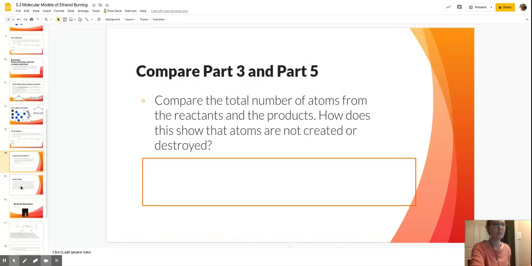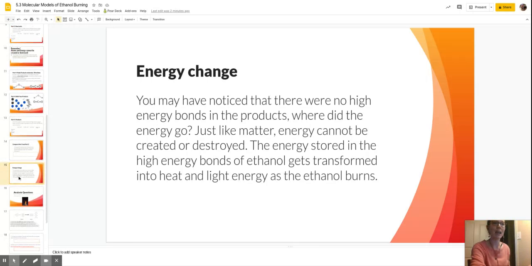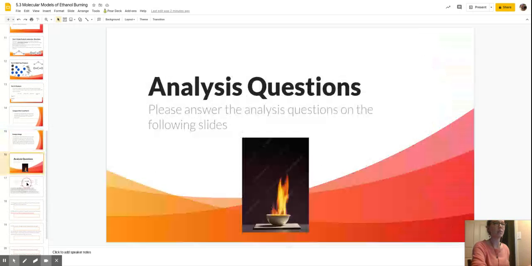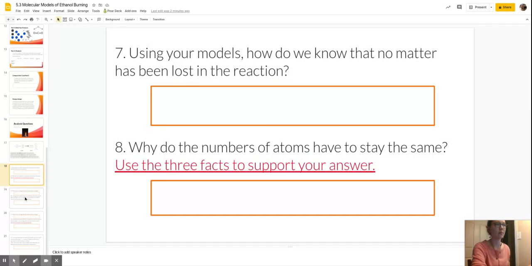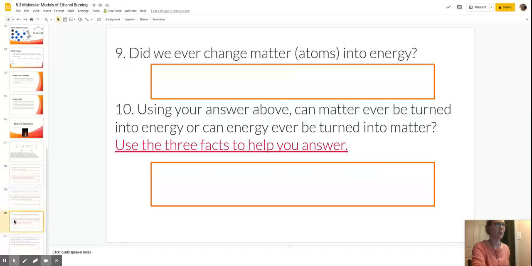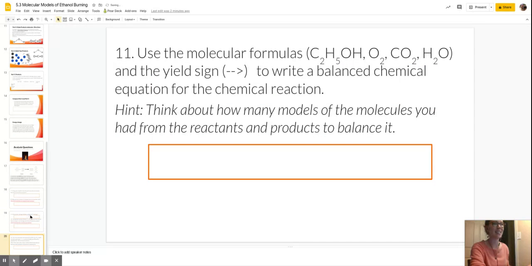and compare the parts. This is something that you guys will read about, so you'll have noticed that there were no high energy bonds in the products. Where did the energy go? Just like matter, energy cannot be created or destroyed. The energy stored in the high energy bonds of ethanol gets transformed into heat and light energy as the ethanol burns. You'll use that information then to answer the analysis questions on 17, 18, 19. There is a duplicate slide, as well as slide 20.